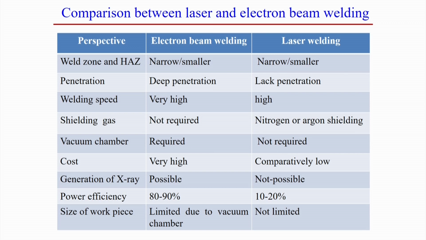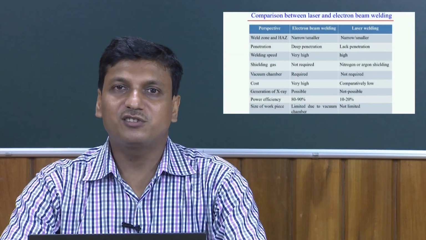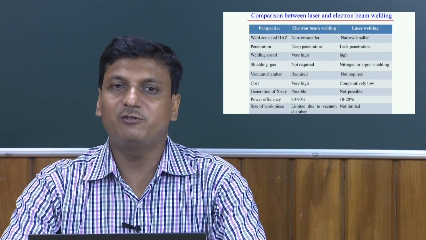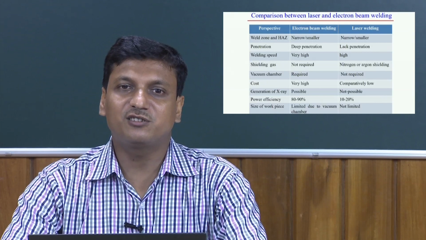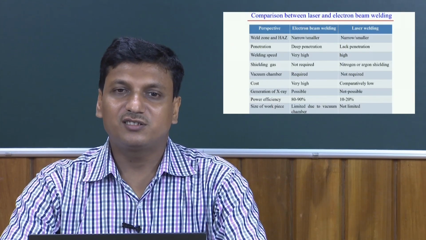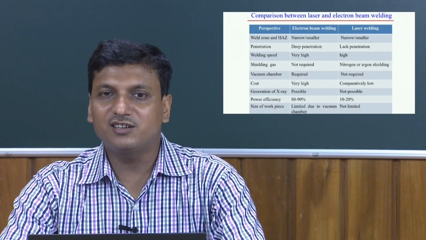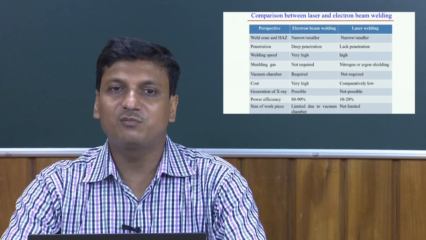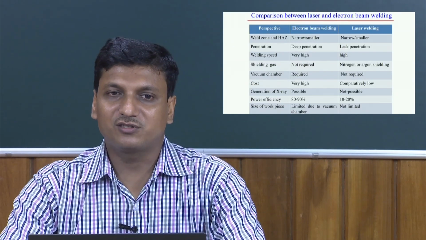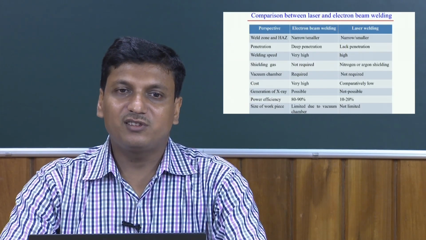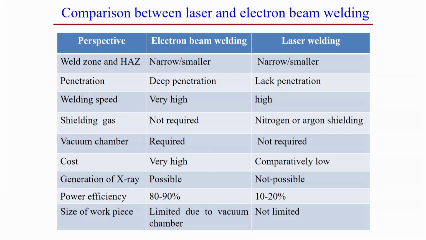Cost: of course, the electron beam welding process is a very costly process. So, cost is very high. That is the main limitation of the electron beam welding process, but in laser welding it is comparatively low. Generation of X-ray: in electron beam welding, generation of X-rays is possible, but in laser welding X-ray generation is not possible.